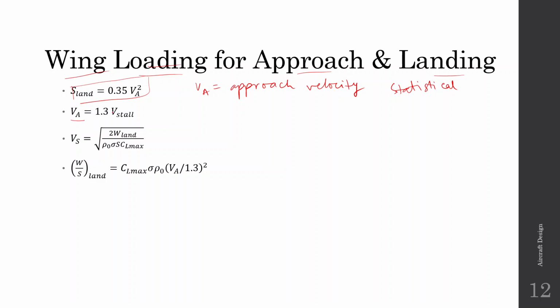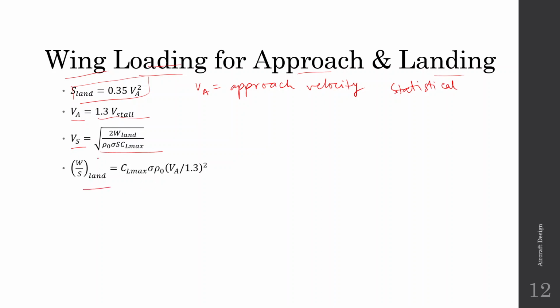Now also the approach velocity is equal to 1.3 times the stall velocity. This is also found through observations. And you know that the stall velocity can be found using this formula. So now you can substitute everything and you can calculate the W by S for landing.